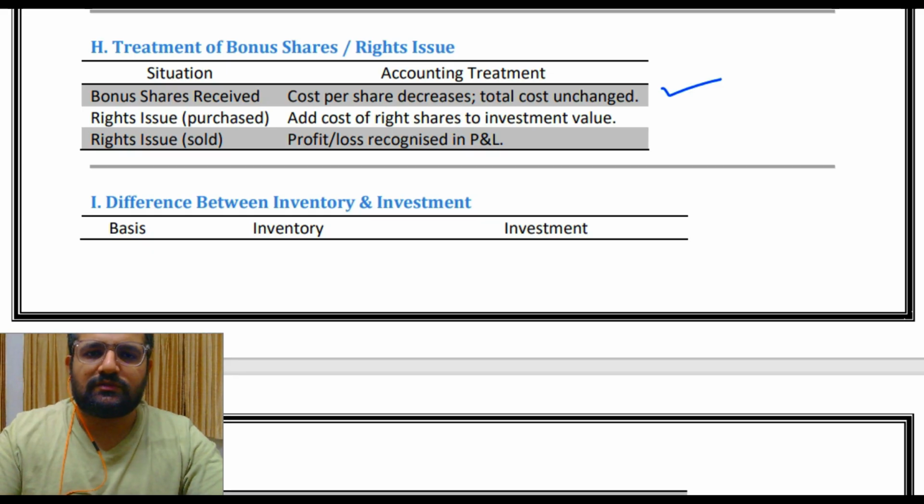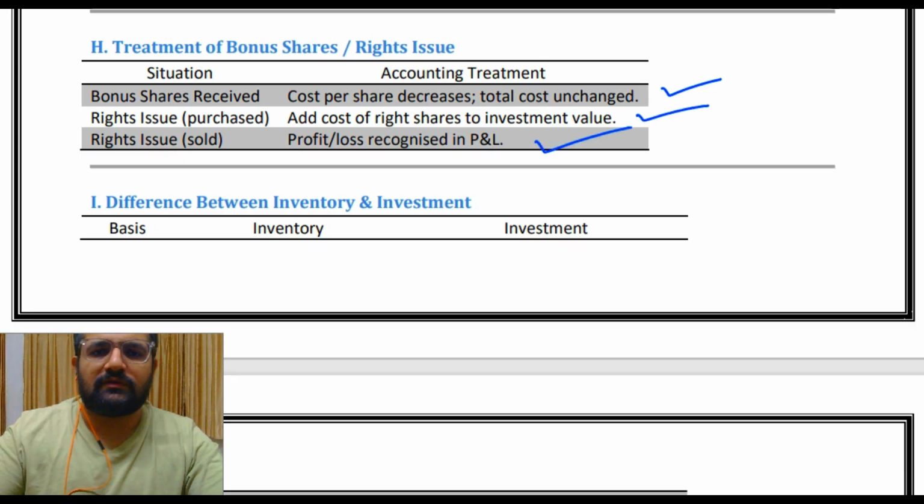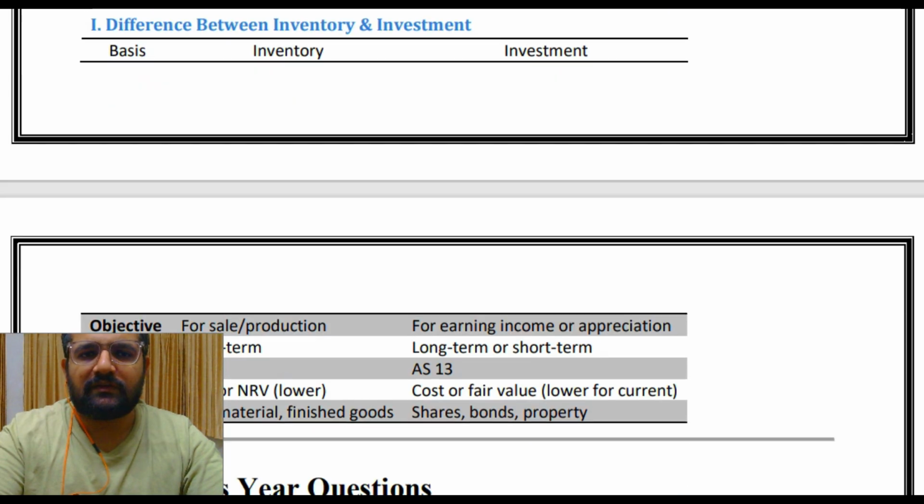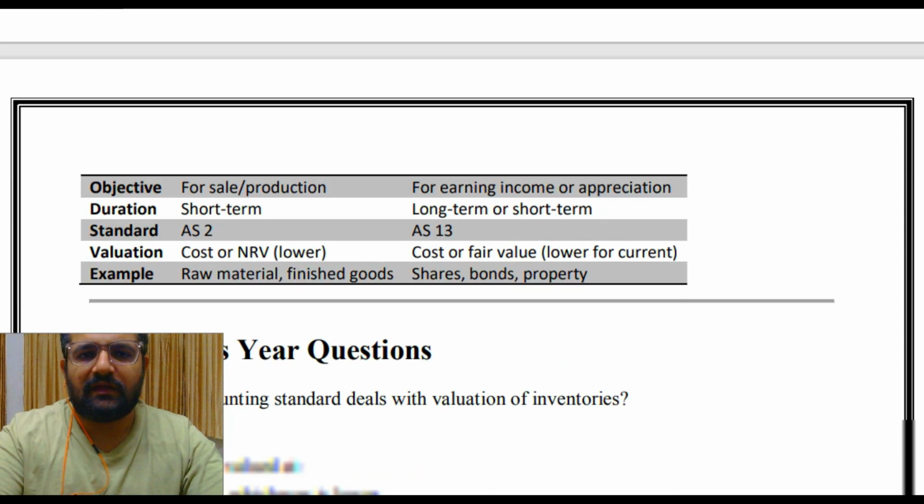Then rights issues purchased, add cost of right shares to investment value, rights issue sold, profit loss recognized in profit and loss. Difference between inventory and investment, so basis, inventory and investment.